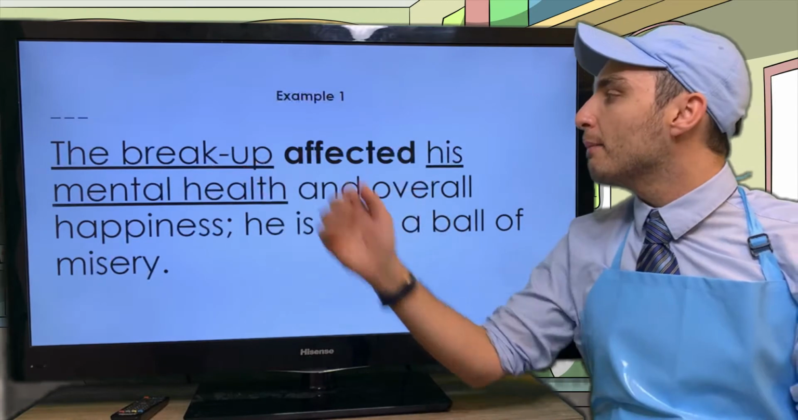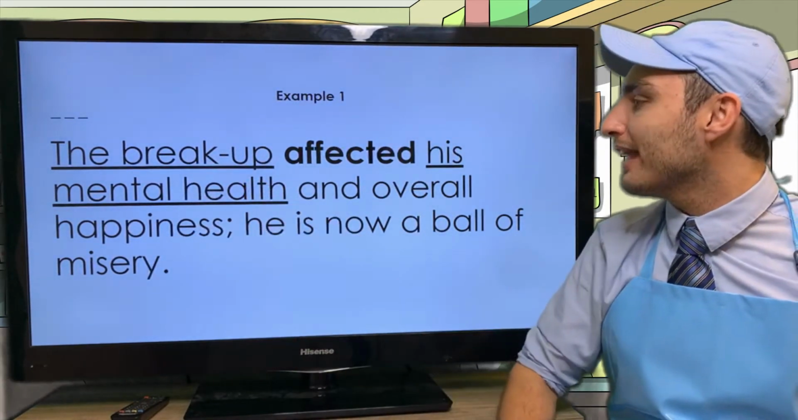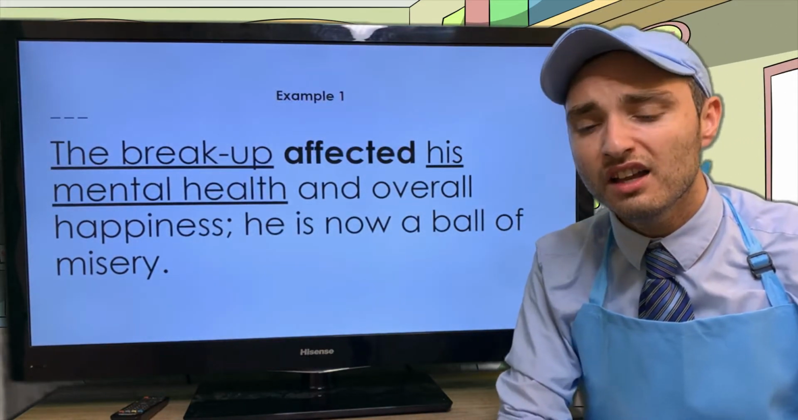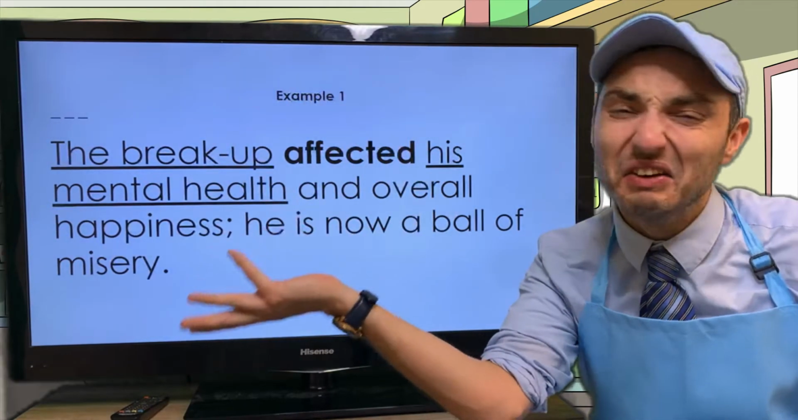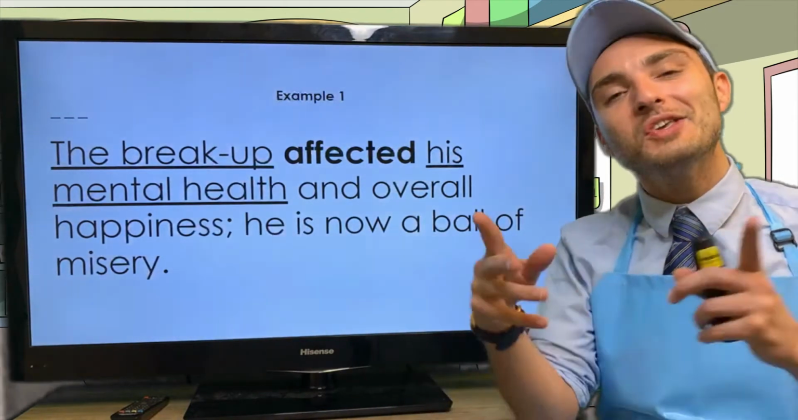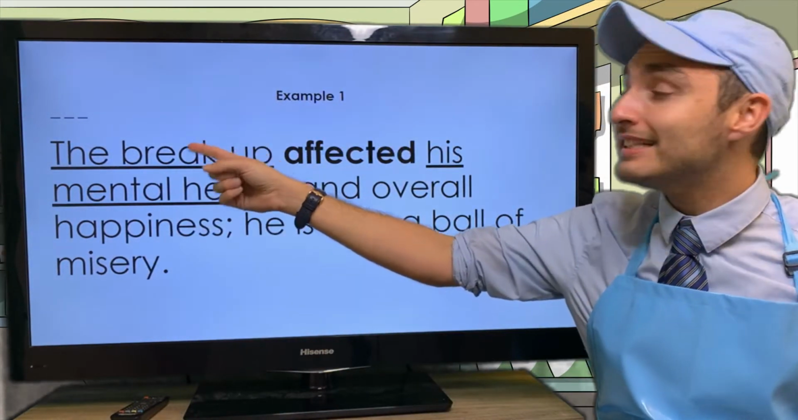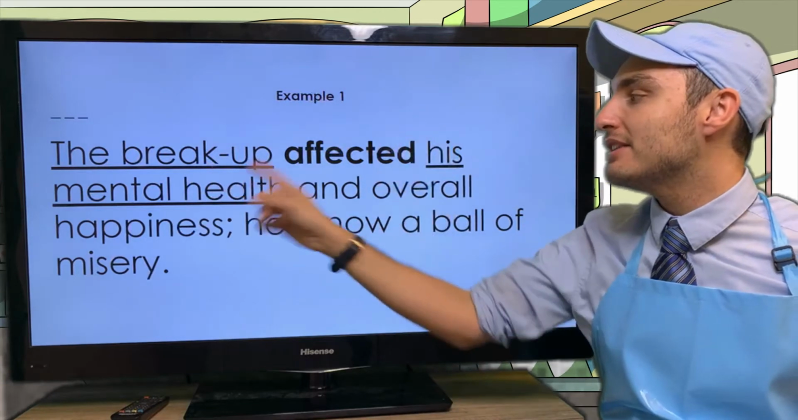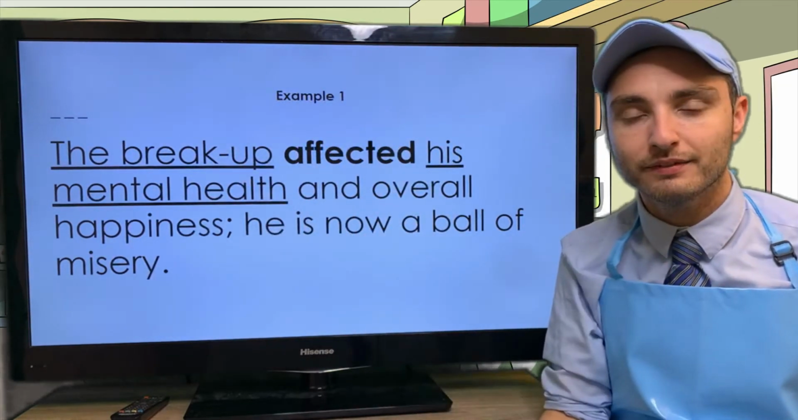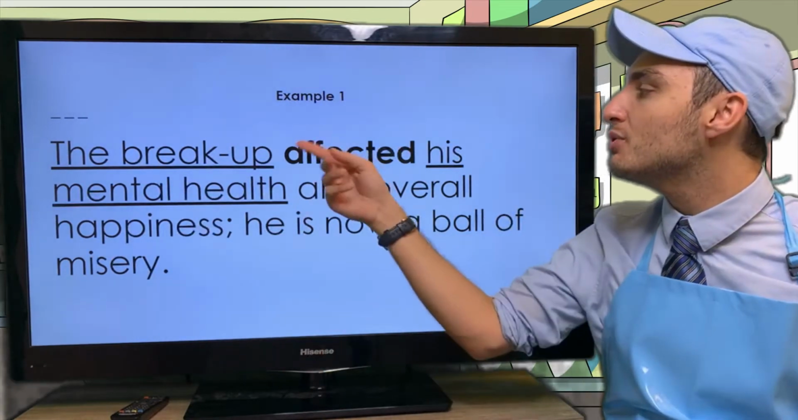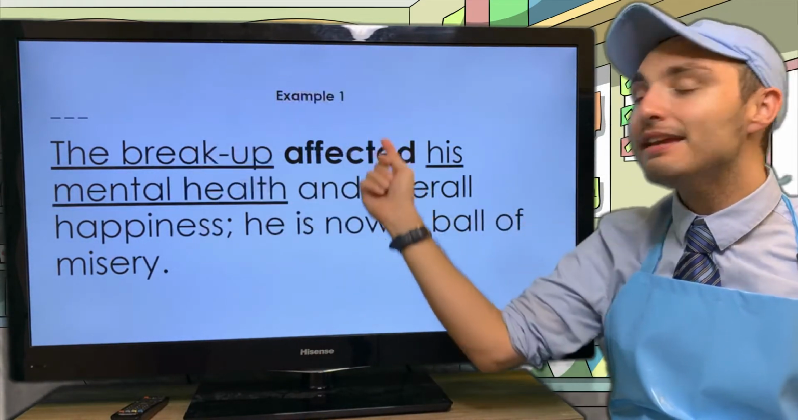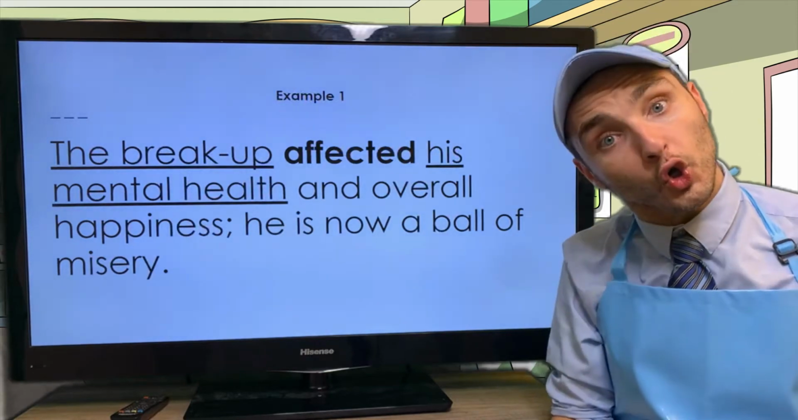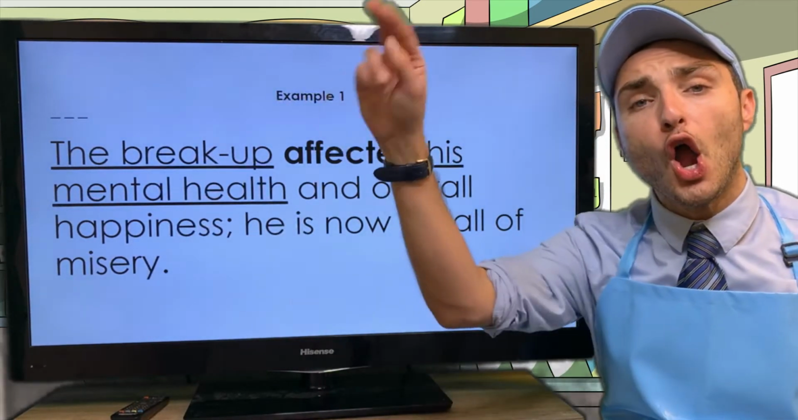Example one. The breakup affected his mental health and overall happiness. He is now a ball of misery. Anyway, you'll notice here that the breakup is affecting his mental health. The breakup has impacted his mental health and overall happiness. So we can see that affected is used as a verb to say that the breakup affected his mental health. So it's something that occurs. It happens.